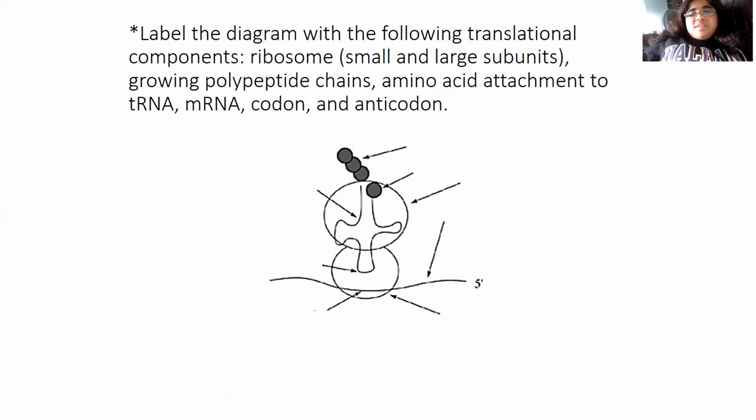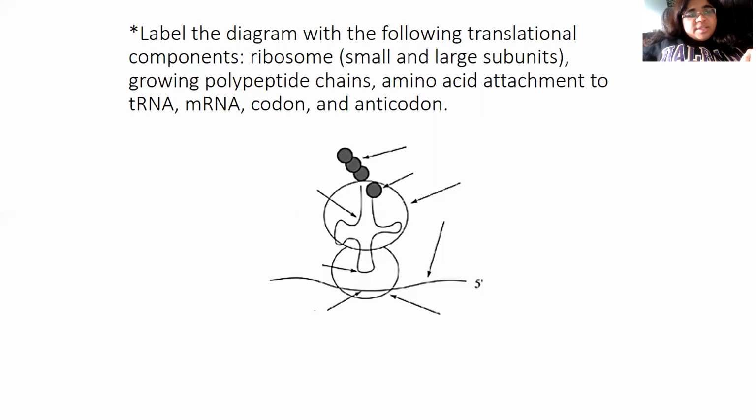So this is a question. You should try this on your own first. Pause it here and then we'll go from there. Label the diagram with the following translational components: ribosome, large and small subunit, the growing polypeptide chain, amino acid attachment to tRNA, mRNA, codon, anticodon, okay? So that is our question.